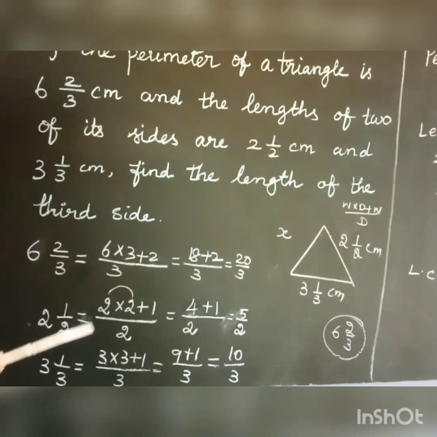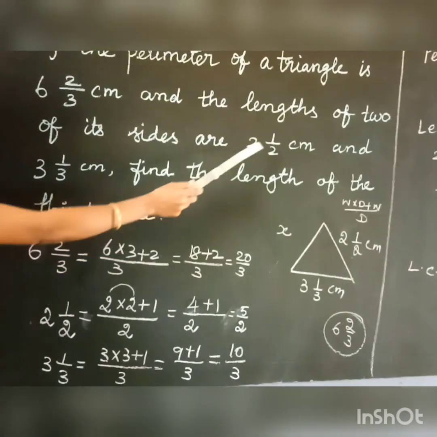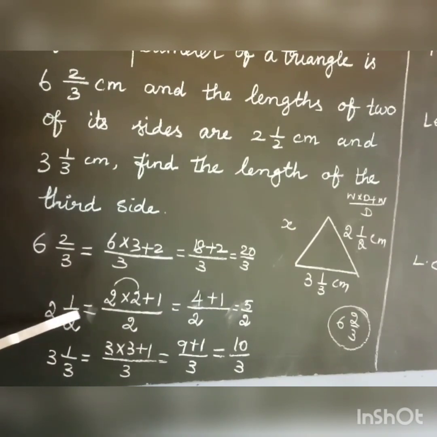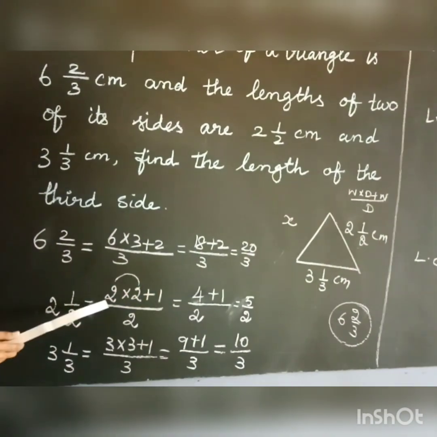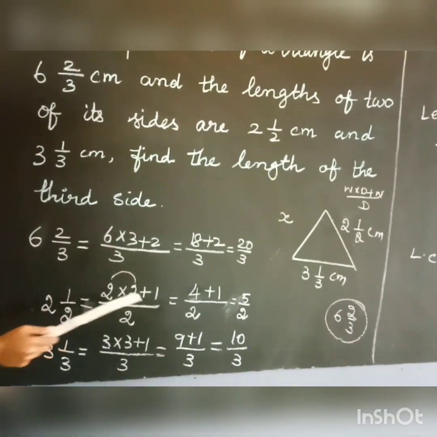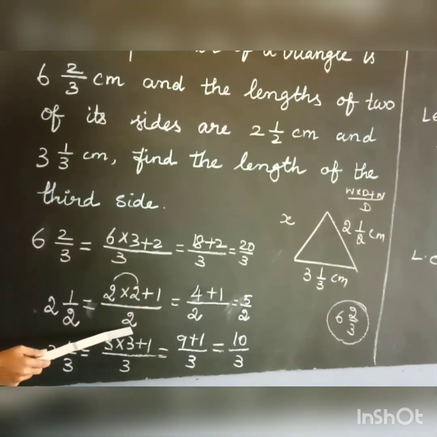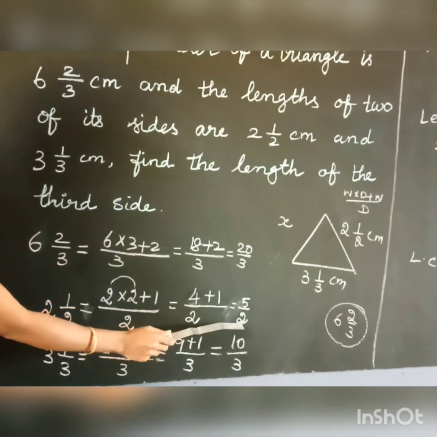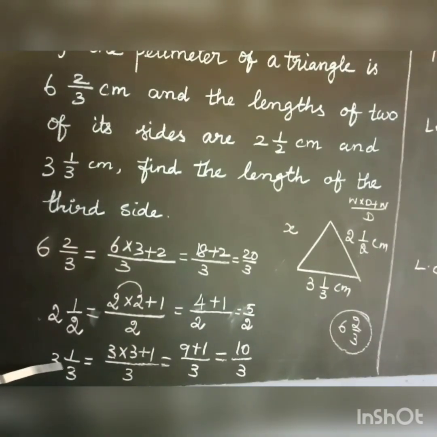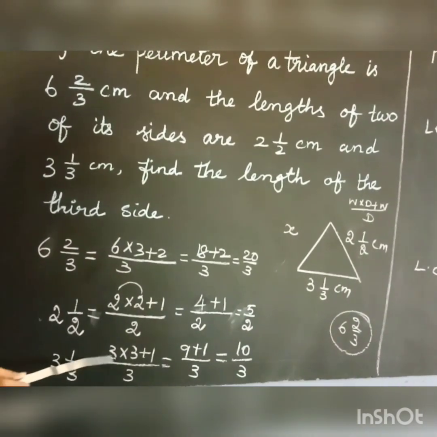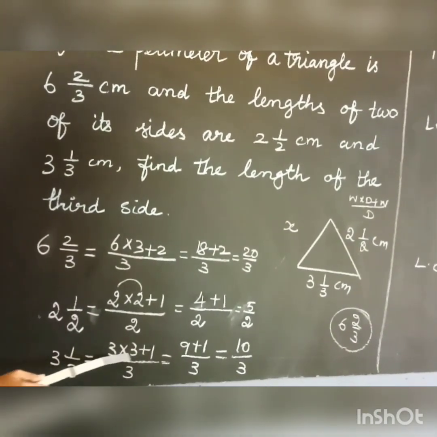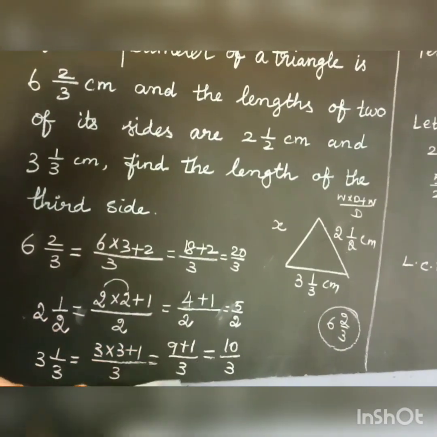Similarly, we have to convert the two sides. What are the sides? 2 1/2 centimeter and 3 1/3 centimeter. We convert them into improper fractions using this formula, whole number into denominator plus numerator, divided by denominator. We get the answer as 5 divided by 2. And then the same thing we have to do here also, 3 1/3. The whole number into denominator plus numerator, divided by denominator. And 3 3s are 9, 9 plus 1, 10 divided by 3.